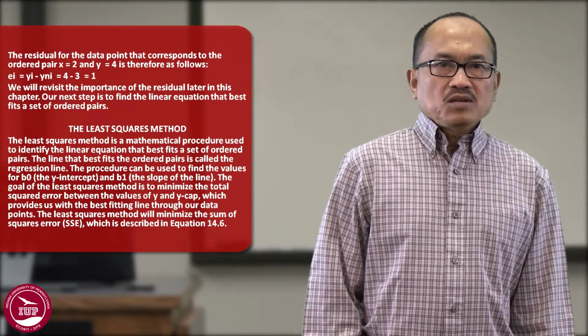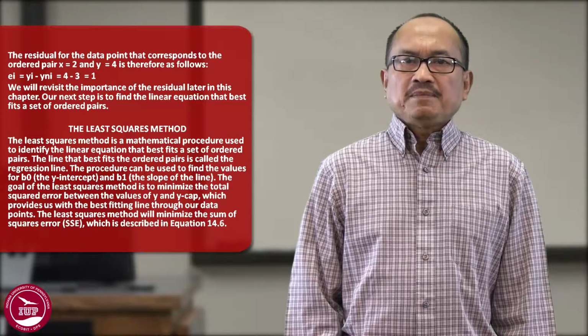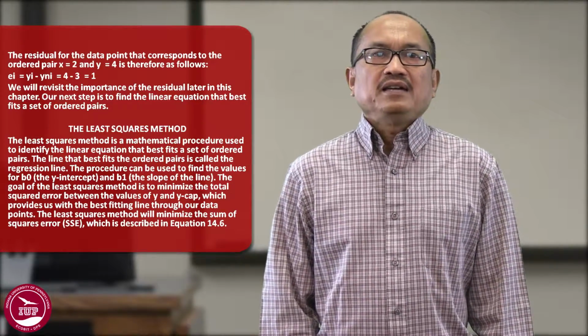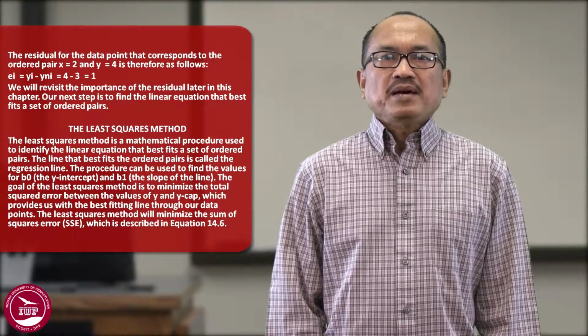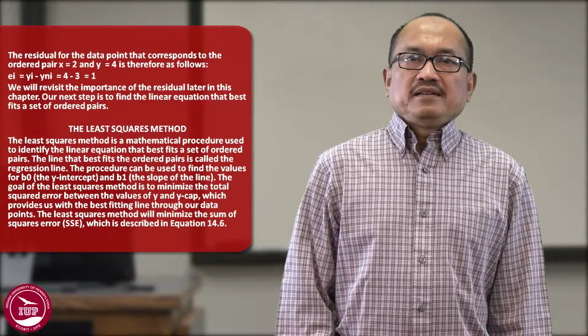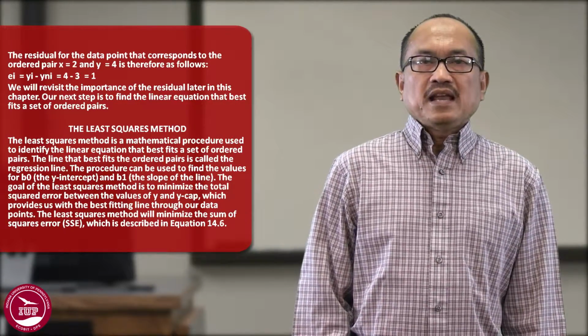The least squares method. The least squares method is a mathematical procedure used to identify the linear equation that best fits a set of ordered pairs. The line that best fits the ordered pairs is called the regression line.